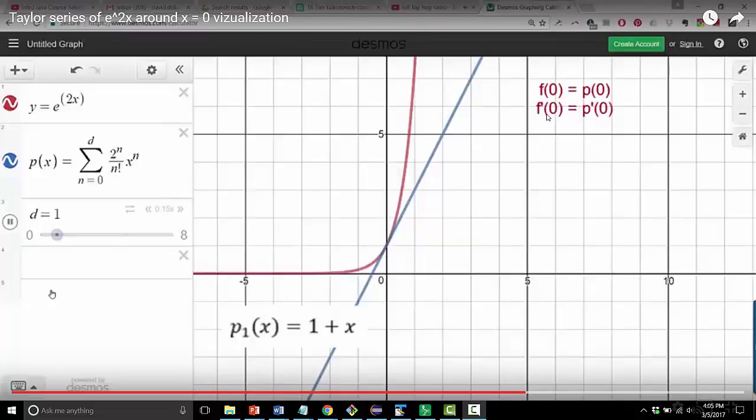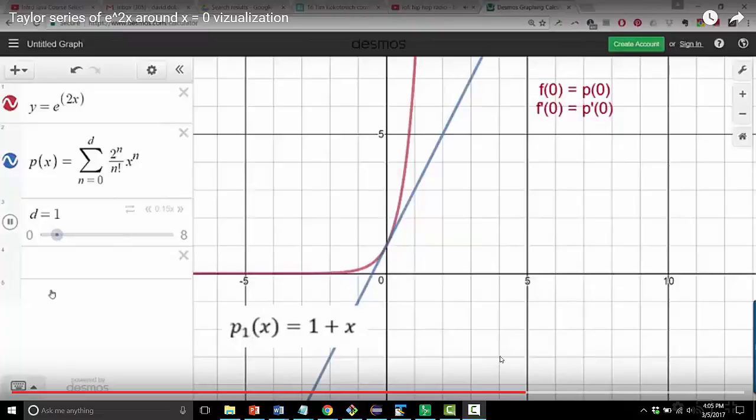And then f prime, which is the slope of the tangent line of the red curve, needs to be the same as p prime, which is the slope of my blue line. So I know if I set those two things equal, it will produce a line that looks like this, with the same y coordinate and the same slope. And here it is, it's 1 plus x.